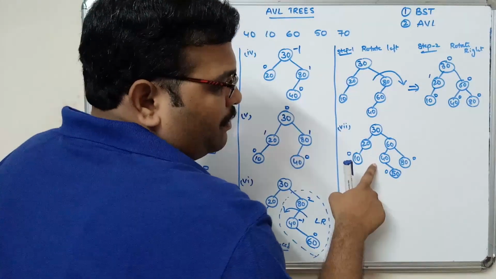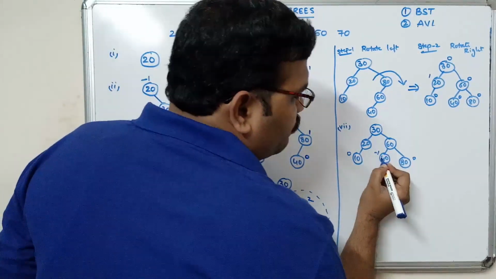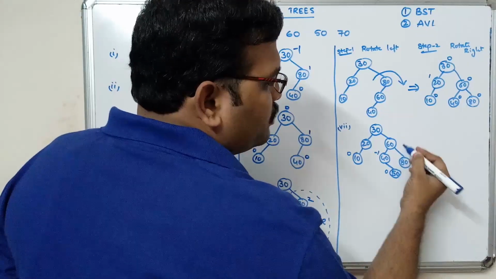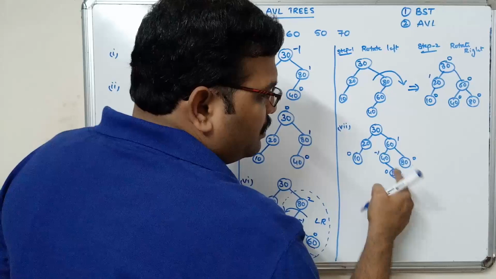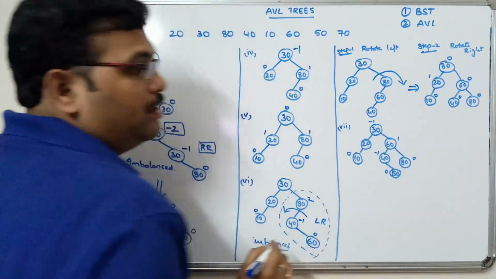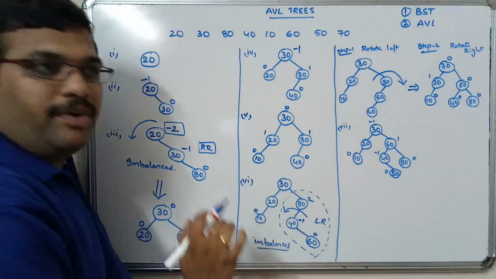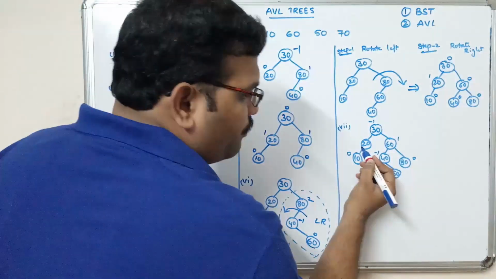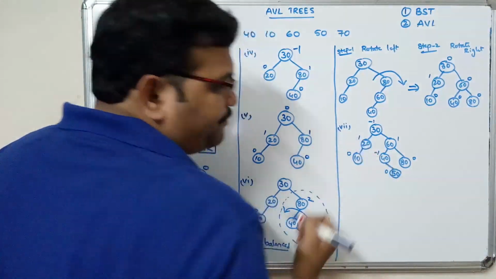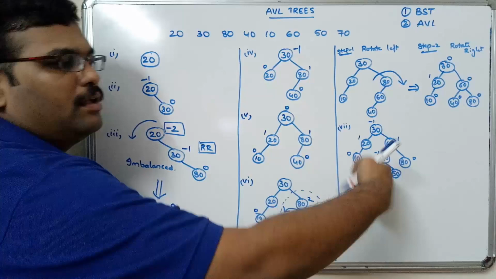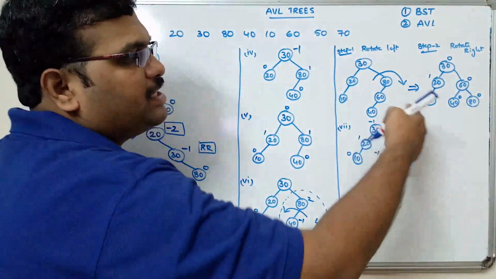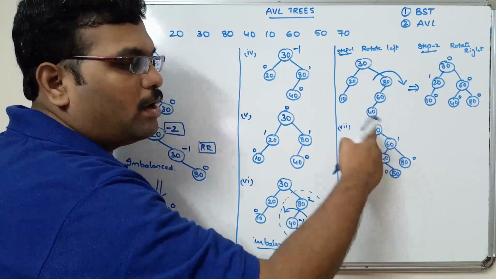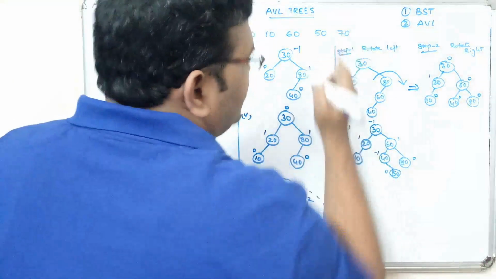For this one, 0 minus 1, it's a minus 1. For this one, 2 minus 1, 1. For this one, 2 minus 3, it's a minus 1. So it satisfies, so it's a balanced tree because for every node the balancing factor is either 1, 0 or minus 1.